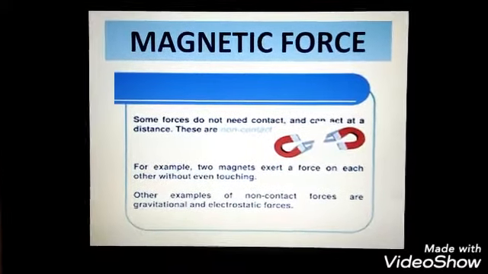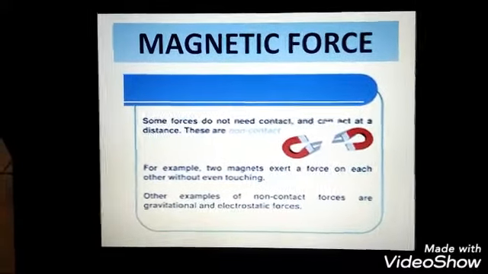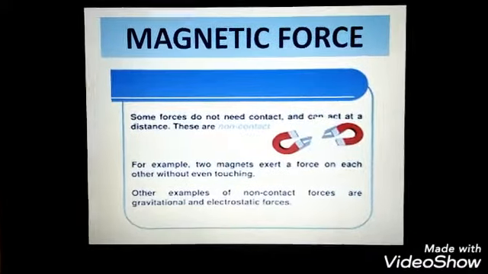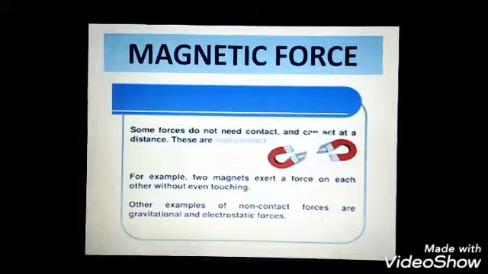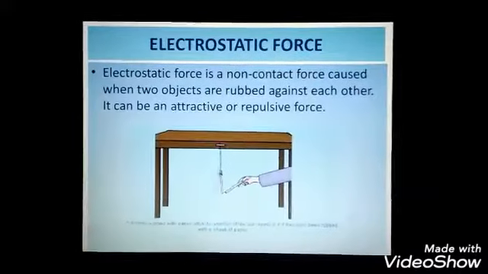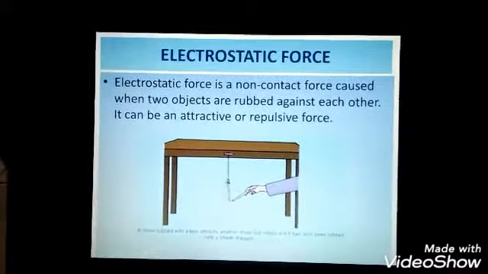Even electromagnets have the same property of magnetic force. They also can apply magnetic force on the various magnetic substances. Right? So this was the second type of non-contact force. Now the third type is electrostatic force.